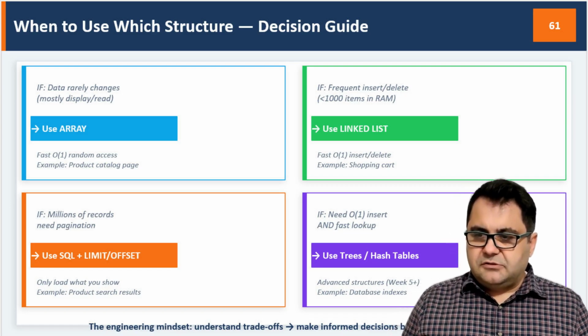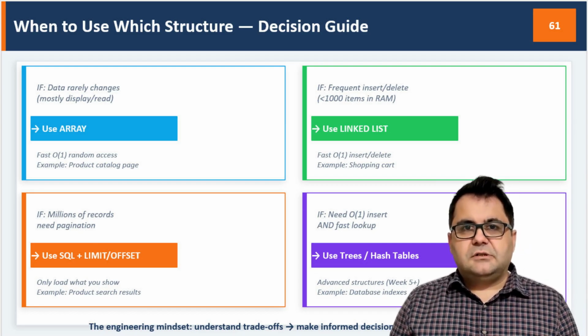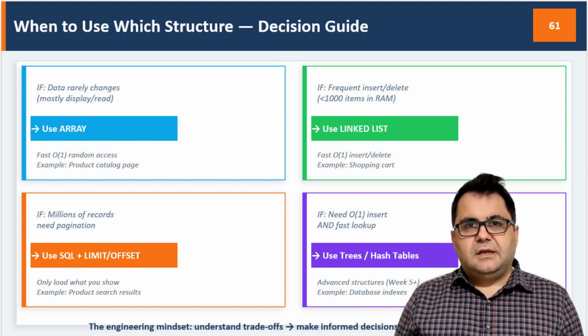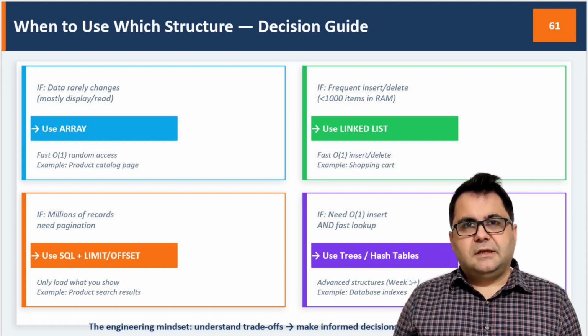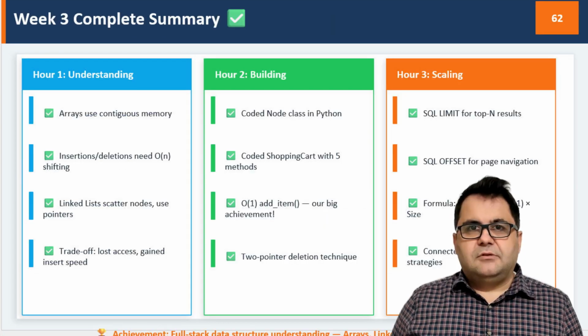Rules of thumb. Display only means array. Frequent insert and delete means linked list. Millions of rows means database with pagination. Need random access means array. Need O(1) insert means linked list. Make informed decisions. Week 3 complete.